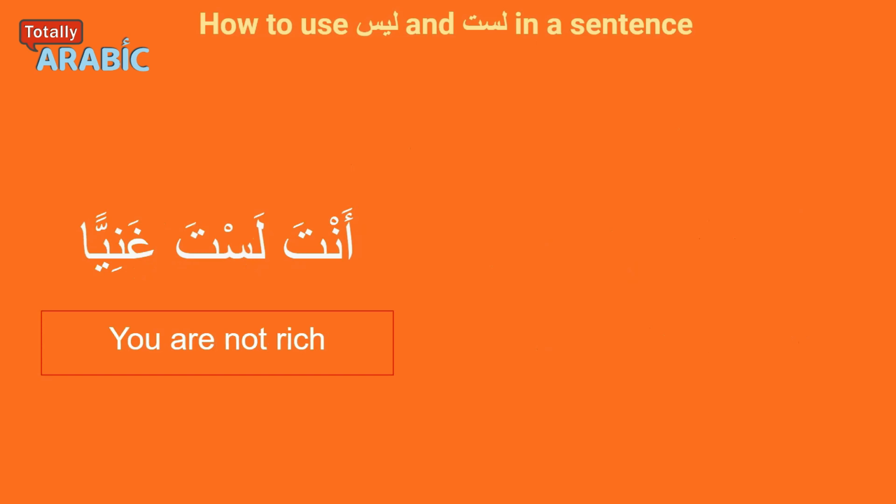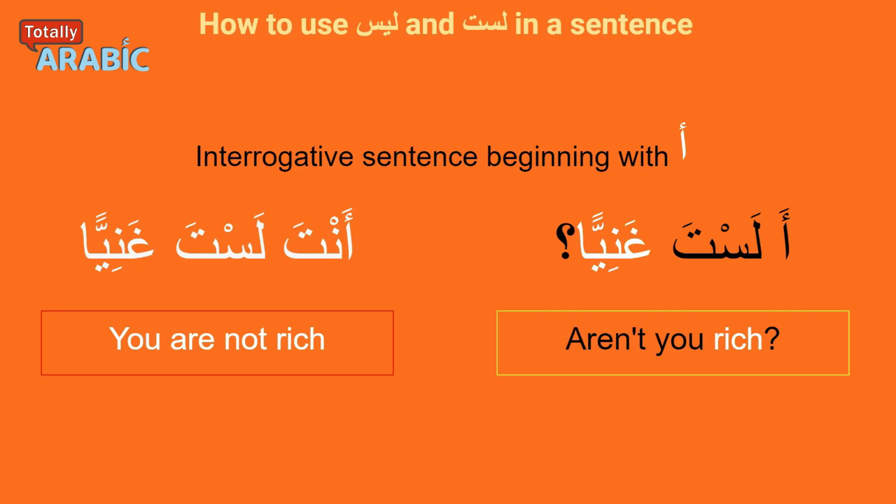What about this example? أنت لست غنيا. I'm talking to a male here, singular, and I'm telling him أنت لست غنيا. You are not rich. What if I want to form a question in the negative? Same format as before. We ignore the pronoun completely and replace it with alif, on top of it hamza, and on top of the hamza fatha. We keep لست as it is, and غنيا same, and then we add the question mark. ألست غنيا, which means aren't you rich? Talking to a male, singular.